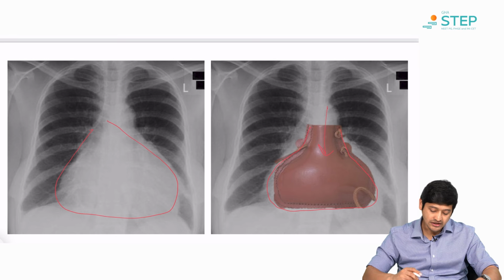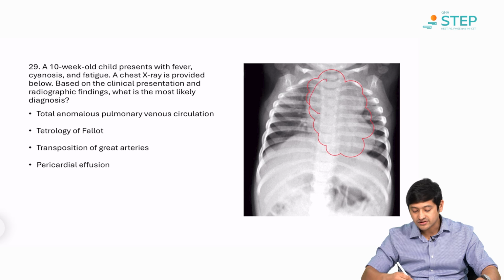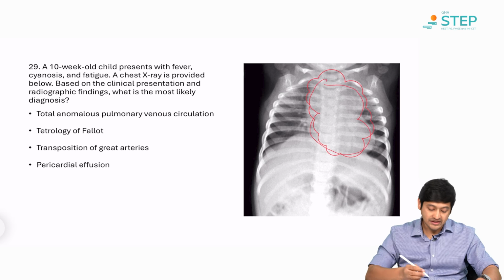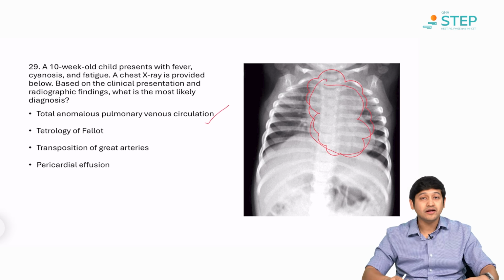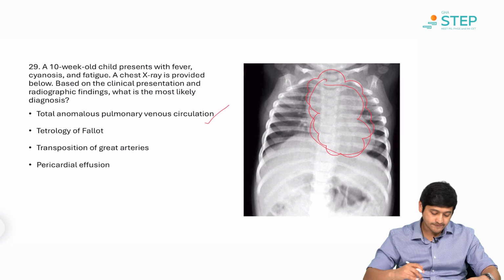All right. So these are the various forms and signs that you can get. The one that we have closest resembles a snowman. This is a total anomalous pulmonary venous communication. All right. That is our answer in this case.